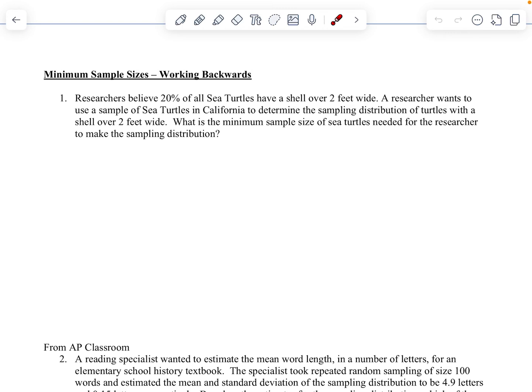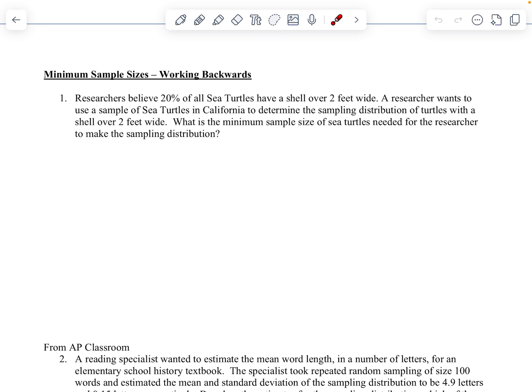All right, so today we are going to talk about how to work backwards in these problems. So let's read this one. This one says researchers believe 20% of all sea turtles have a shell over 2 feet wide. A researcher wants to use a sample of sea turtles in California to determine the sampling distribution of turtles with a shell over 2 feet wide. What is the minimum sample size of sea turtles needed for the researcher to make the sampling distribution?